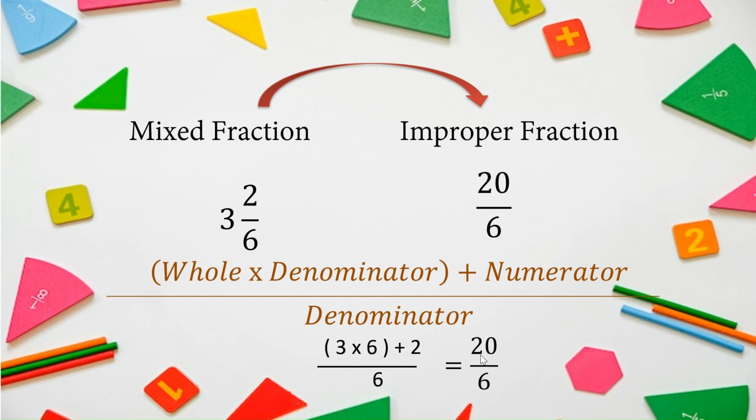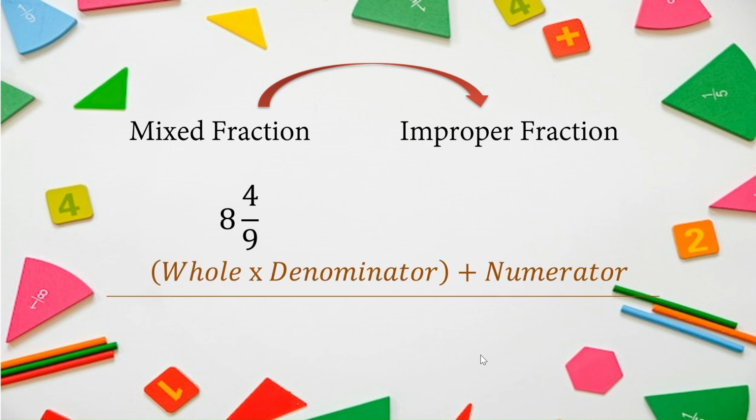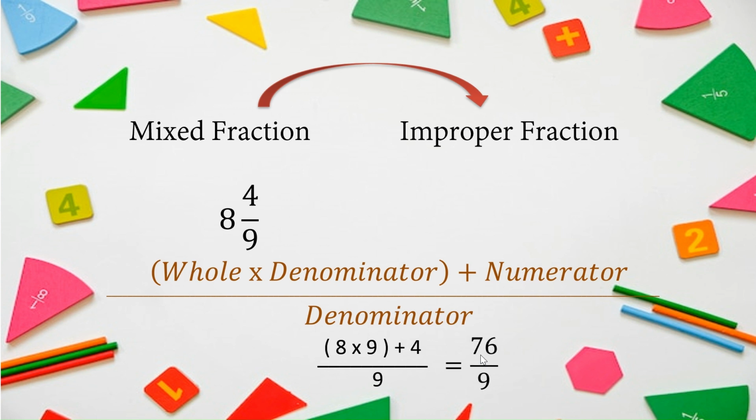Now let us look at another example. 8, 4 upon 9. Again recollect the formula we have used. Substitute the values. 8 is the whole number here. 8 into 9 plus 4 upon 9. 8 into 9 is 72 plus 4, that is 76 upon 9, is the improper fraction for this mixed fraction. Like this we can convert from improper to mixed and vice versa.